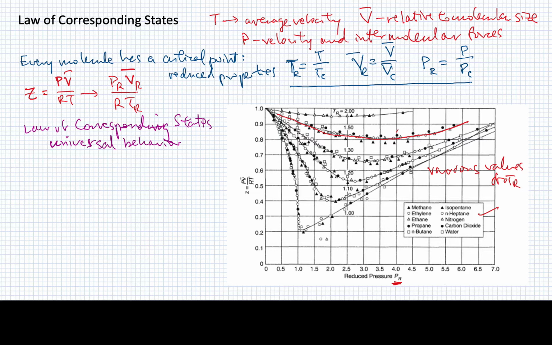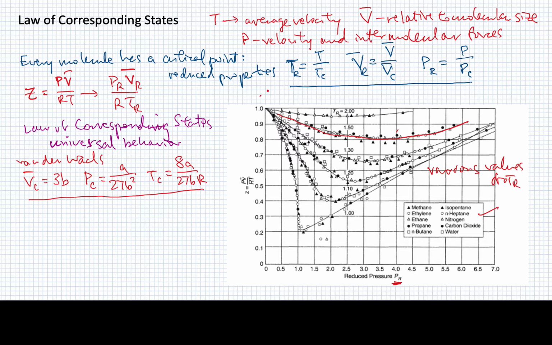Now, it turns out some of these models that we've talked about actually capture this law of corresponding states, this universal behavior. So let me remind you that for the van der Waals model, we found that the critical molar volume was equal to 3 times this parameter B. We found that the critical pressure was equal to A over 27 times B squared. And then we found that we could relate the critical temperature to 8A over 27B times R. All right, so using these 3 values for the van der Waals model, let's define the reduced properties as we have up here and rewrite the van der Waals equation of state.